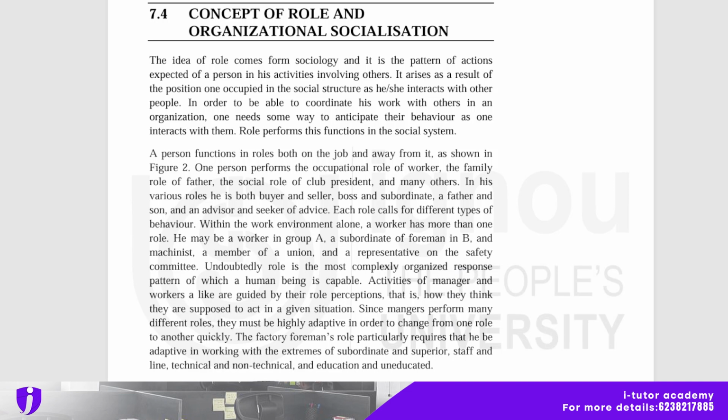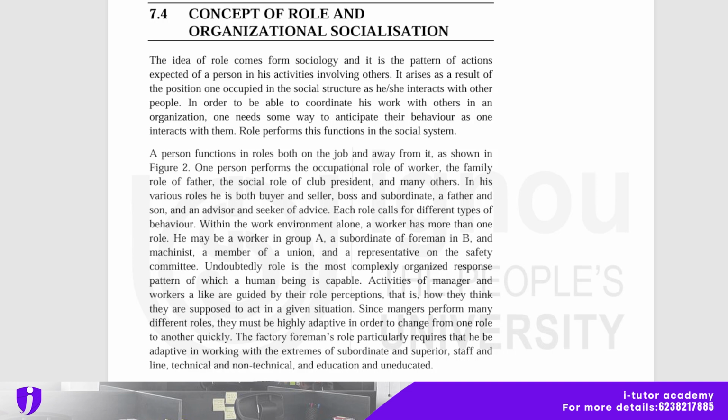In today's session, we will start with the concept of role and organizational socialization. It's on Unit 7, MMPC 002. The idea of role comes from sociology and it is the pattern of actions expected of a person in his activities involving others. It arises as a result of the position one occupies in the social structure as he or she interacts with the other people.